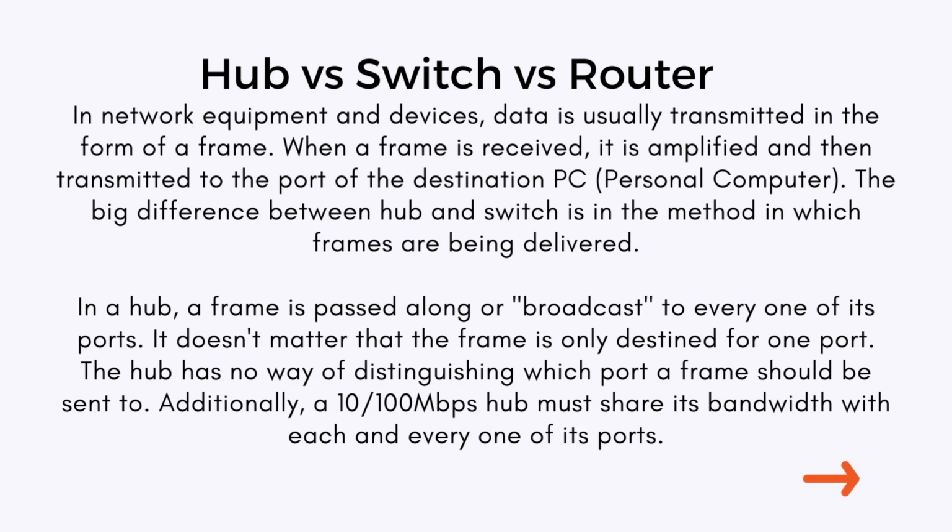In a hub, a frame is passed along or broadcast to every one of its ports. It doesn't matter that the frame is only destined for one port. The hub has no way of distinguishing which port a frame should be sent to. Additionally, a 10/100 Mbps hub must share its bandwidth with each and every one of its ports.